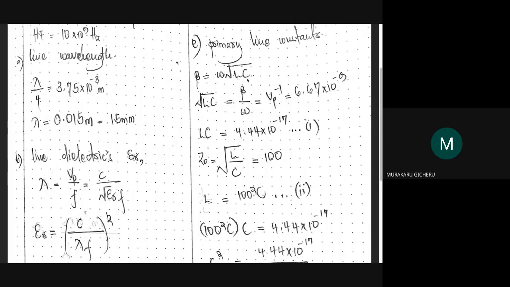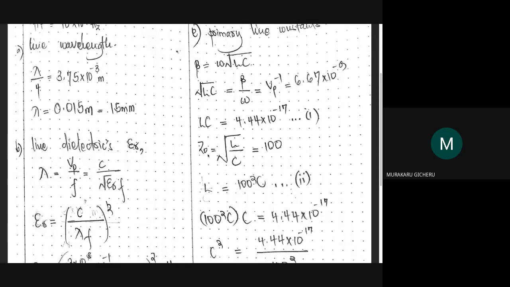And we know that beta is equal to omega times the root of LC, which I looked at in the previous question. And we also know that Z naught is equal to the root of L over C, which was looked at again in the previous question. So when you do the math, all you have to do is square both sides, take something to the other side. Even here, square both sides, take something to the other side.